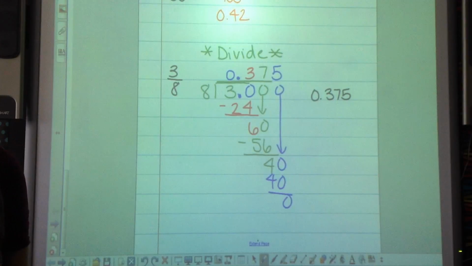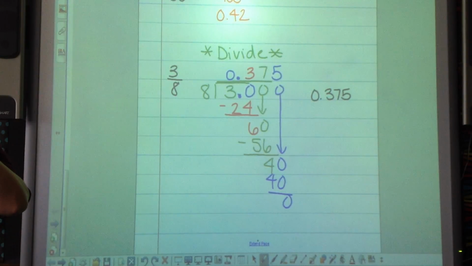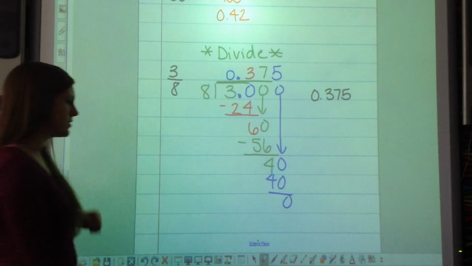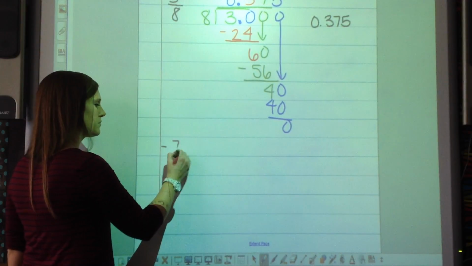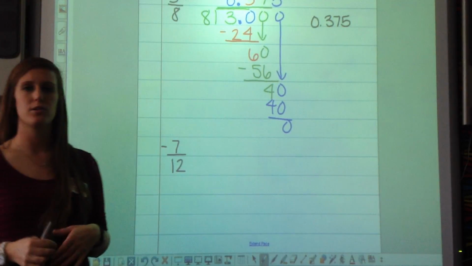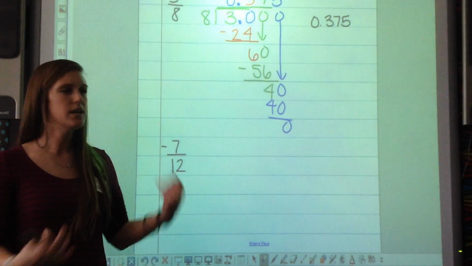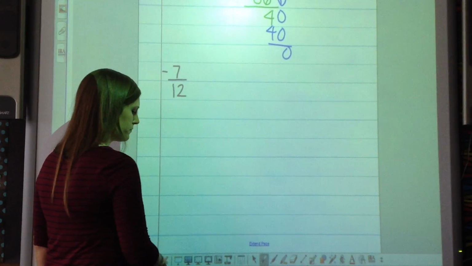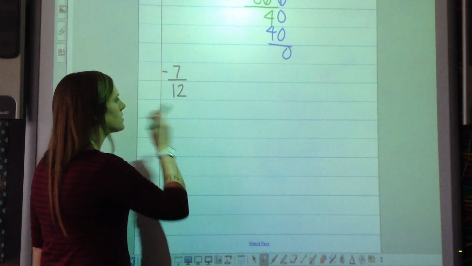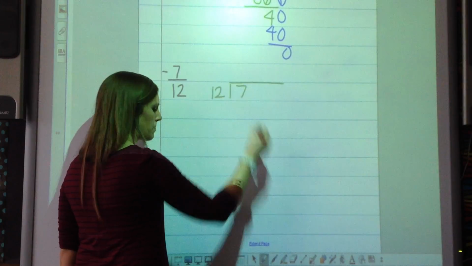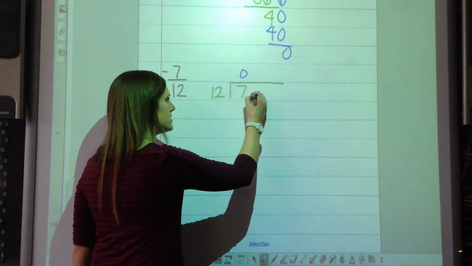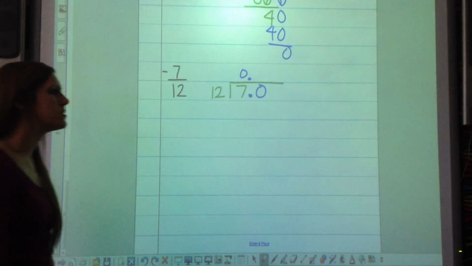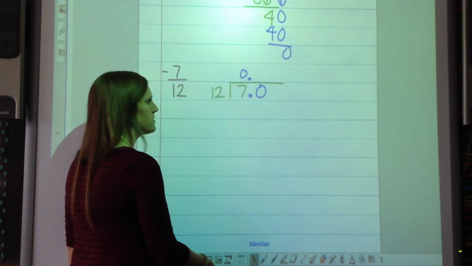Let's try another one. Let's convert -7/12. You can check to see if you can do the shortcut first. The shortcut is given a denominator of 10, 100, or 1,000. Can't do it with this problem, so I have to use the long way, and the long way is division. So I need to check to see how many times 12 goes into 7. But it doesn't, so I'm going to add a decimal and a 0. Now I'm trying to decide how many times 12 goes into 70. That's 5 times.